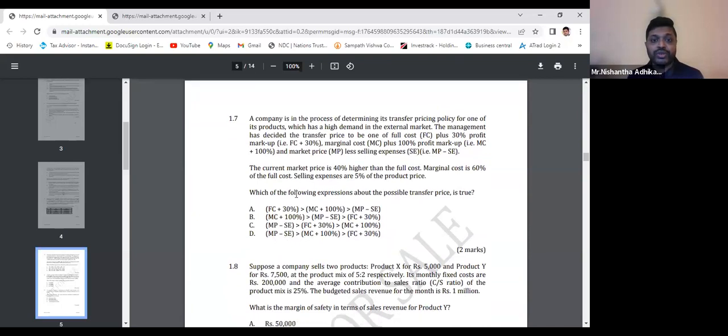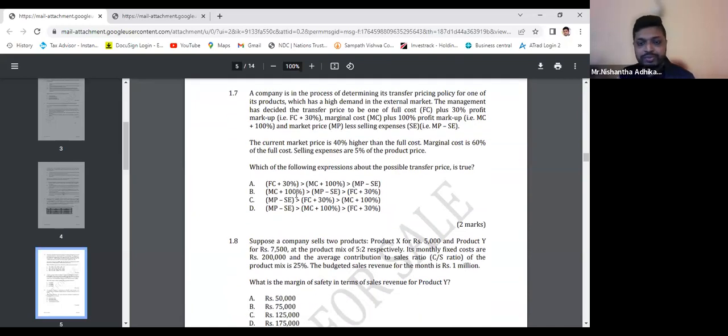Right. Okay, question number 7. Look at this one, will you? A company is in the process of determining its transfer pricing policy for one of its products, which has a high demand in the external market. Remember, if there's a high demand in the external market, the best transfer pricing technique is market-based transfer pricing, right? Okay. The management has decided the transfer price to be one of: full cost plus 30% profit markup, or marginal cost plus 100% profit markup, that is MC plus 100, and market price less selling expenses, because if you sell internally, there won't be selling expenses.